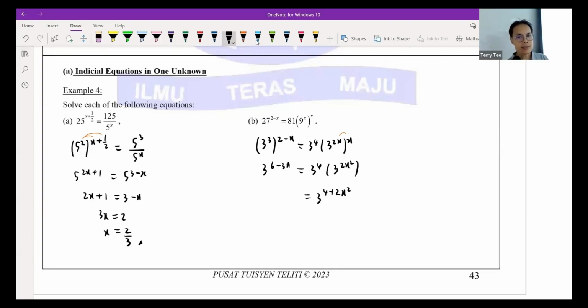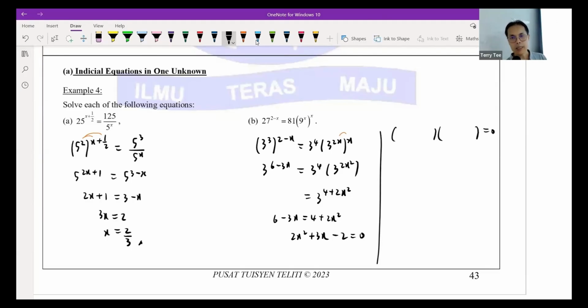Can we compare this? 6 minus 3x is now 4 plus 2x squared. Bring everything to the right hand side. 2x squared plus 3x minus 2 equals 0. Can we factorize this? My factors should be 4 and 1, isn't it? 2x, x, 4, 1. 4 is positive, 1 is negative. So final answer, x is half or negative 2.